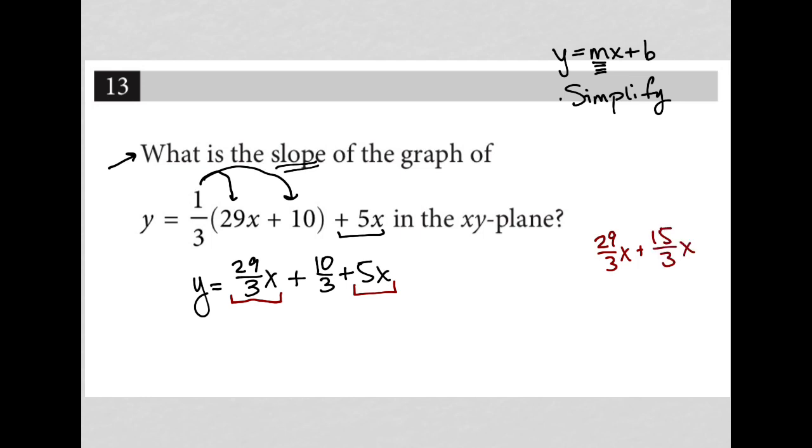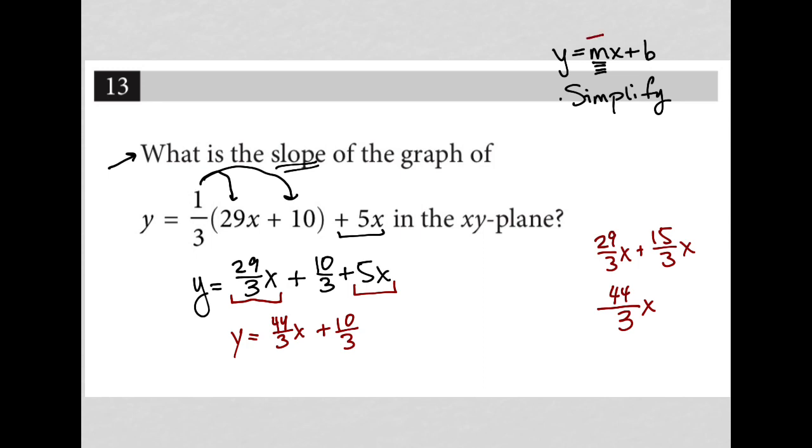Okay. So again, that was all for the purpose of getting a common denominator. Now that I have a common denominator, I can just add these two fractions together and add the numerators together, keeping the denominator of 3. 29 plus 15 is 44, so it becomes 44 thirds x, and therefore my new slope-intercept form of equation is y equals 44 thirds x plus 10 thirds.